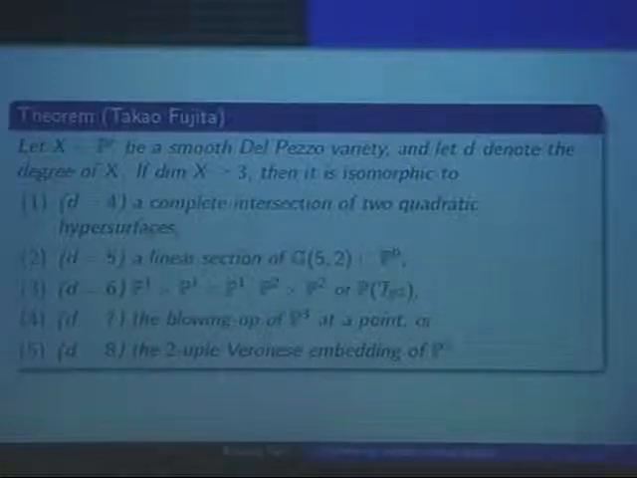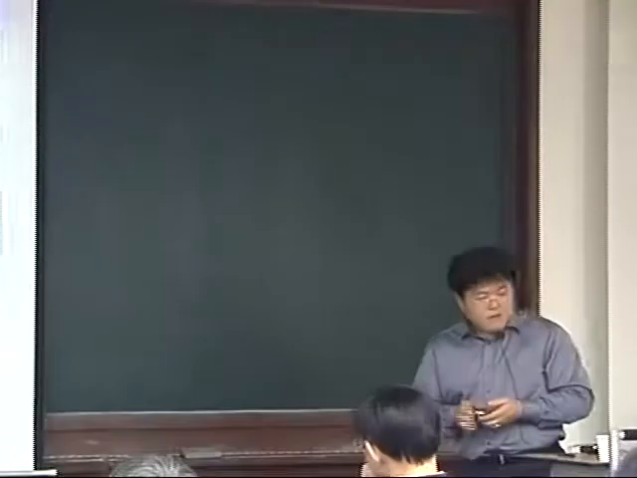So here, the classification is only for the smooth case. And indeed, he considered the classification in two parts. First, he considered the smooth case, and then next, the singular case. And for the normal case, also, he gave some precise description of those varieties.